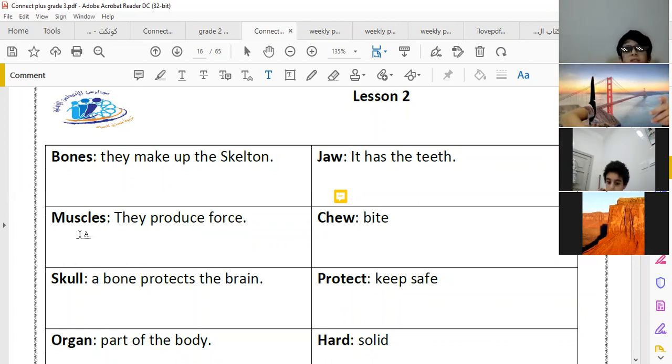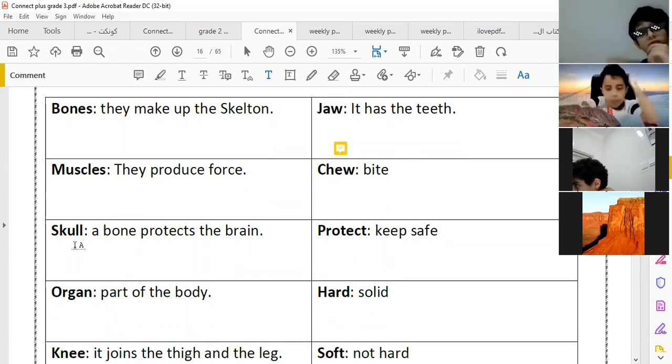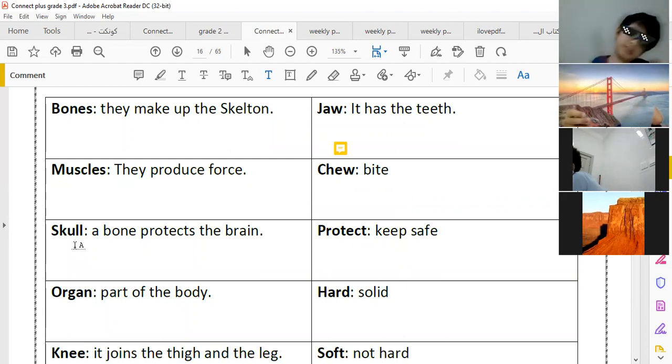Muscles. They produce force. Chew. Bite. Skull.